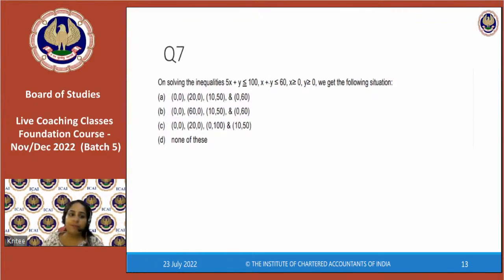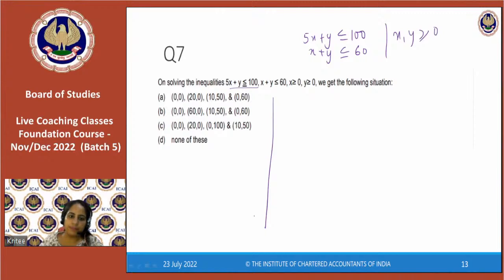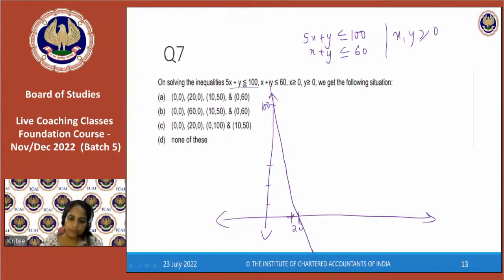Coming back to question number 7. On a similar note, you have 5x plus y less than or equal to 100, x plus y less than or equal to 60, and then x and y greater than or equal to 0. Again, just substitute these values to form the equation. If x is equal to 0, y is equal to 100, so there will be a point at 100. We'll have a scale of 10, 20, 30. If y is equal to 0, x is equal to 20. So joining this first line, I'll take this as 20.